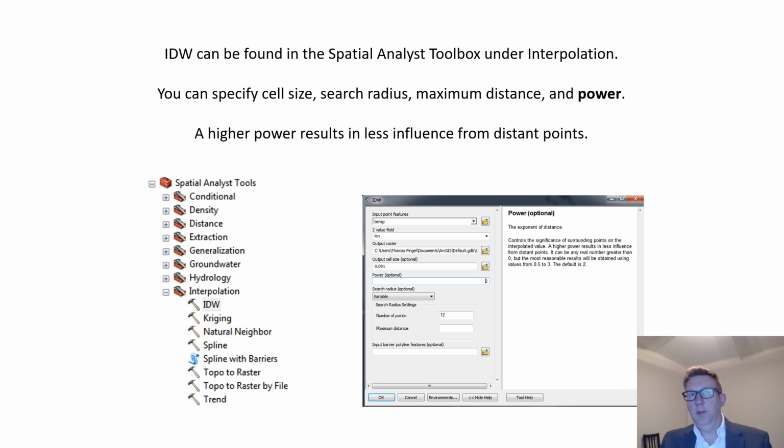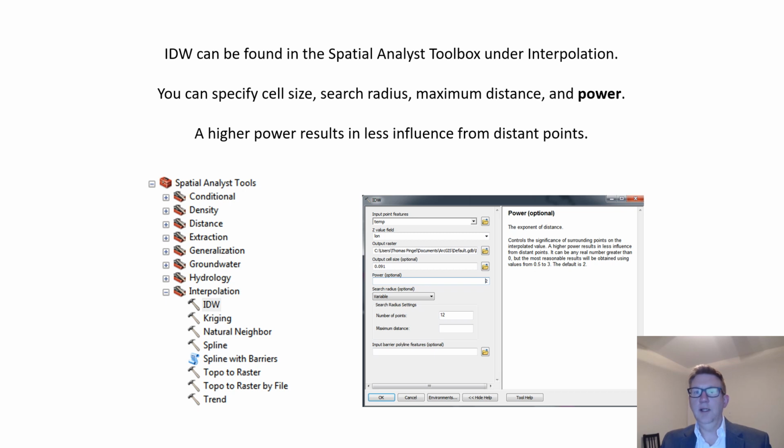IDW can be found in the Spatial Analyst Toolbox under Interpolation. You can specify cell size, search radius, maximum size, and power. A higher power results in less influence from distant points. As I weight that observation by the power of 2 or power of 3, those observations start mattering less.